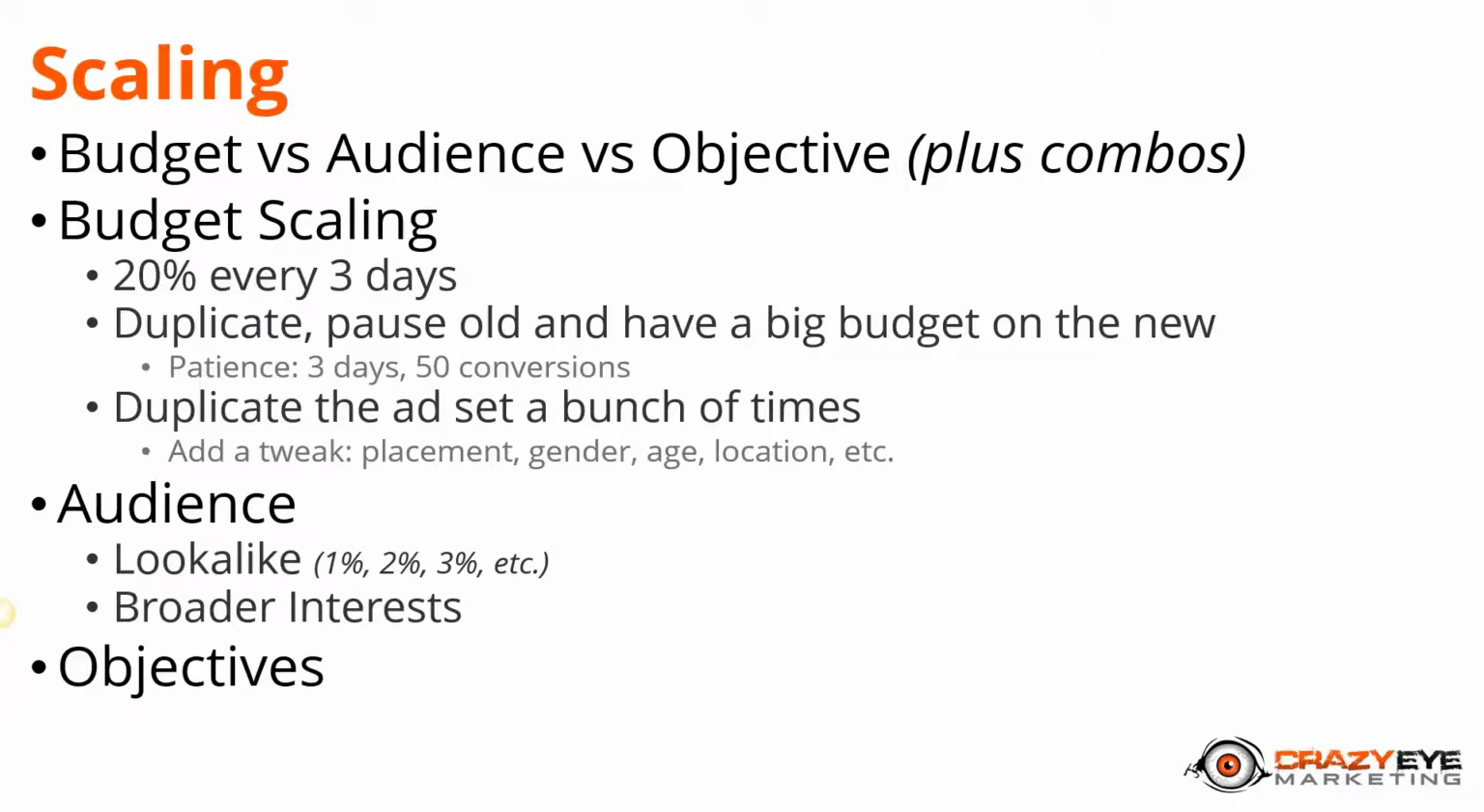And the last one to talk about is objective scaling. So basically you would change the objective of your campaign or your ad set, and instead of going after, say, conversions, you'd go after clicks. Or instead of going after clicks, you'd go after engagements. And by doing that, you'll target different groups of people within your audience, and that could be a good way to scale your campaigns and ad sets and ads.